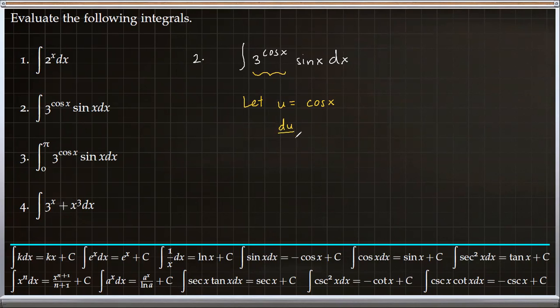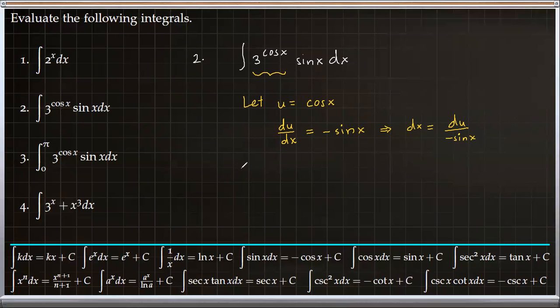Now we want to express the whole integral in terms of u. So we want to find dx in terms of du. du over dx is the derivative of cosine x, which is negative sine x. Then this implies that dx equals du over negative sine x.